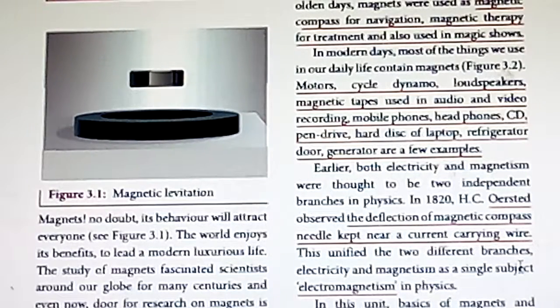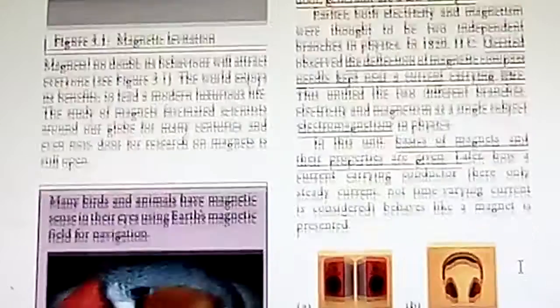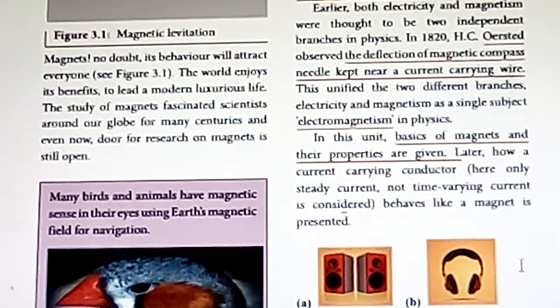So here is a picture which depicts magnetic levitation, which means a magnet floats in the presence of another magnet. And these magnets will be a great attraction for all of us, because these magnets are used in many ways in our daily life, and therefore the study of magnets actually fascinated all of us.